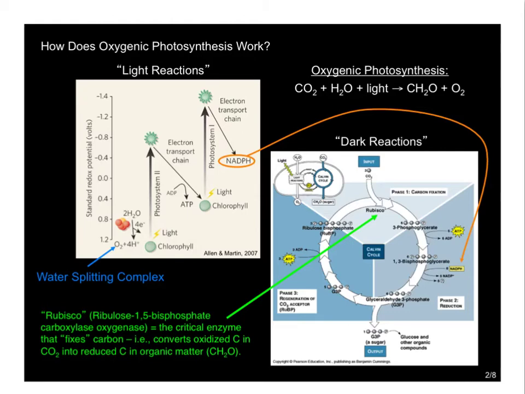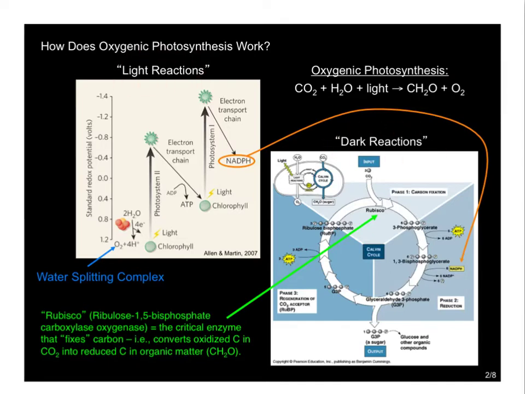The basic chemical reaction that summarizes oxygenic photosynthesis is shown right here on the upper right-hand side of the slide. It says carbon dioxide plus water plus light yields organic matter and oxygen. But this simple summary hides a huge number of complex steps. Let's start off with how biologists divide the oxygenic photosynthesis pathway. They think of photosynthesis in terms of two parts, the light reactions and the dark reactions.